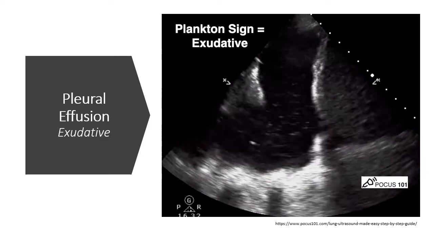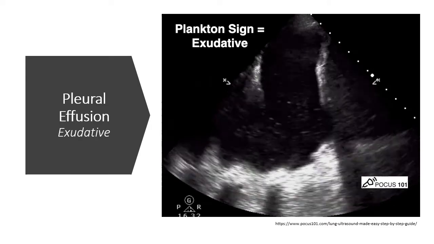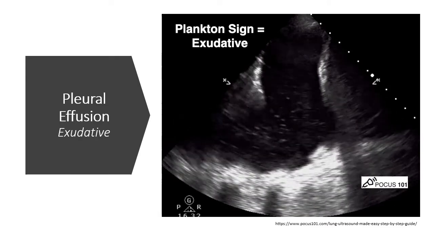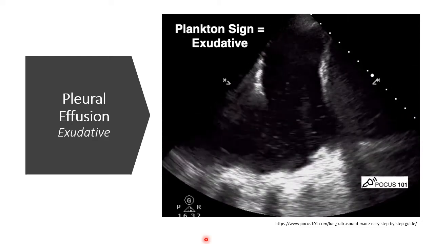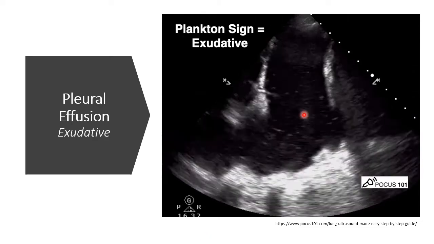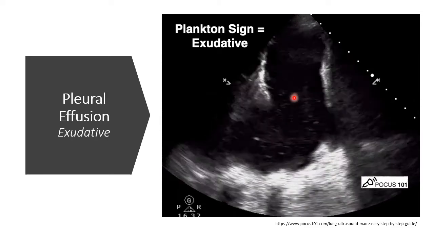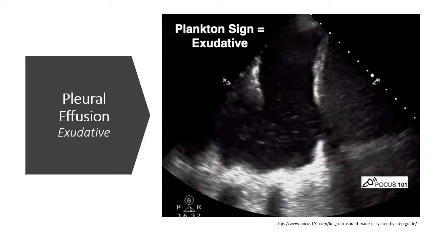Another important finding that you see with exudative effusions is something called the plankton sign. And so because there's a high amount of protein in exudative effusions, you sometimes see this swirling around, almost looks like plankton in the sea that are moving around. And this is another pathognomonic finding of an exudative effusion.